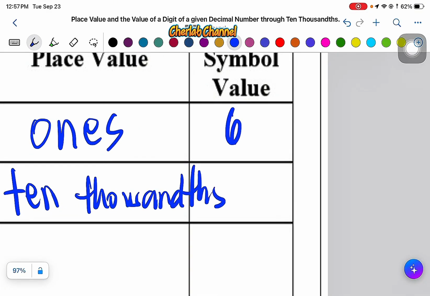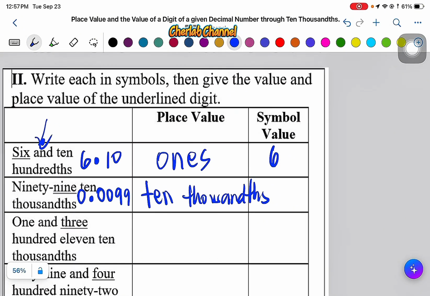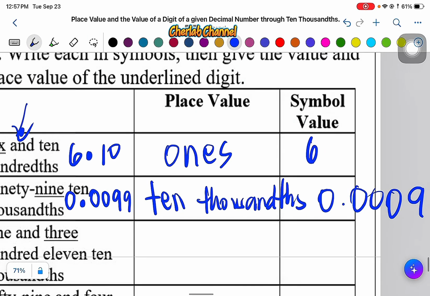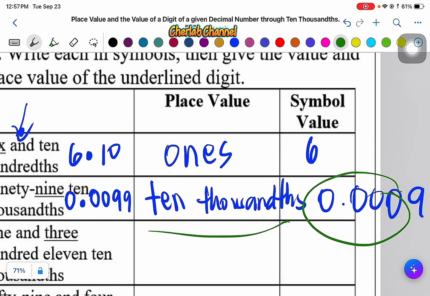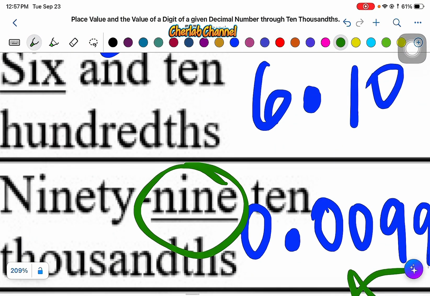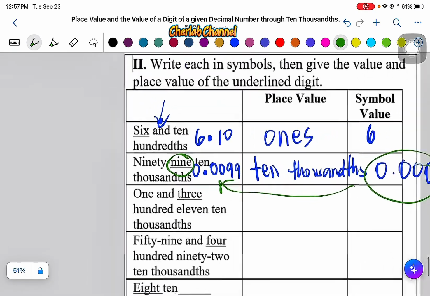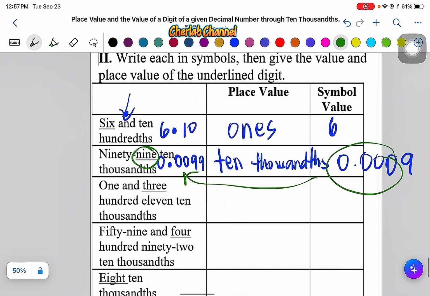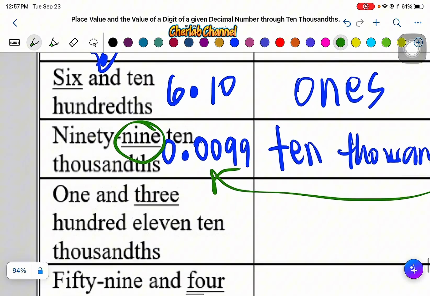And if we would write it, ito siya. 0.0009. Yan, papalitan lang natin lahat ng naiwan as 0. Kasi ang tanong lang naman ay itong underlined digit, which is 9. Ayan, and so on and so forth. Remember, when you see the word and, that is a decimal point.